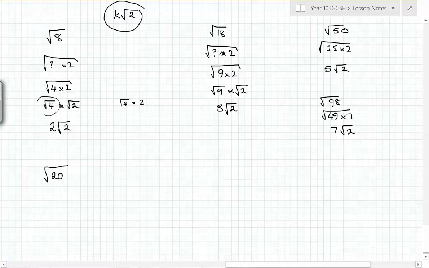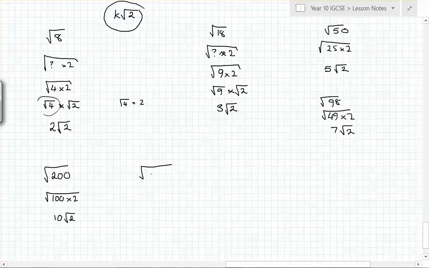Root 200 is root 100 times 2. So that's square root of 10 root 2. That's the answer, because the square root of 100 is 10, because 10 times 10 is 100. Yeah, exactly.